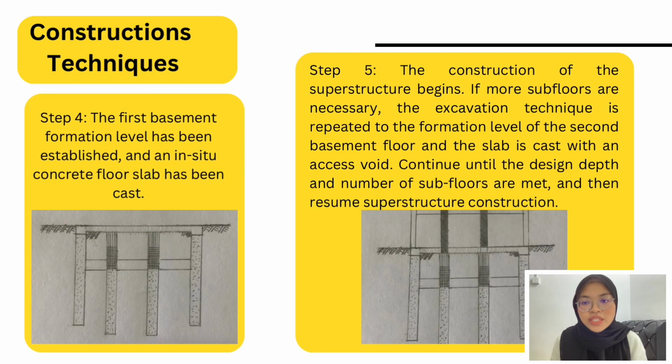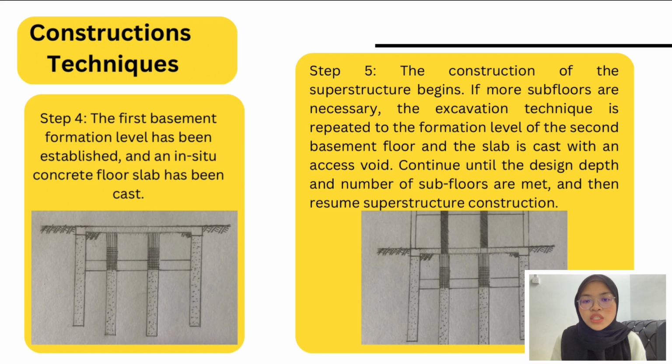Cast in situ reinforced concrete slab at ground level with closing to create appropriate size openings for excavation plant access. This and succeeding subfloors serve as lateral bracing for the perimeter walls. Start the construction of the superstructure. Extract subsoil via a slab opening, using either a crane, bucket, or long arm excavator. The first basement formation level is created and a cast in situ concrete floor slab is cast with an appropriate size opening to reach the next down level.